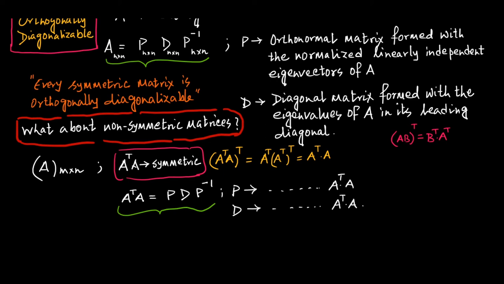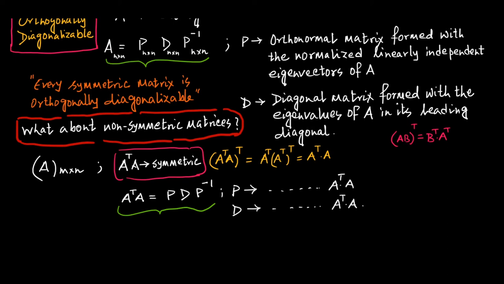But our objective is not to express A transpose A as a product of three matrices where two will be orthogonal and one will be diagonal. Our objective is to express A in that way. So let us see how we can do some more calculations to express A in this way, or if we can do that at all.